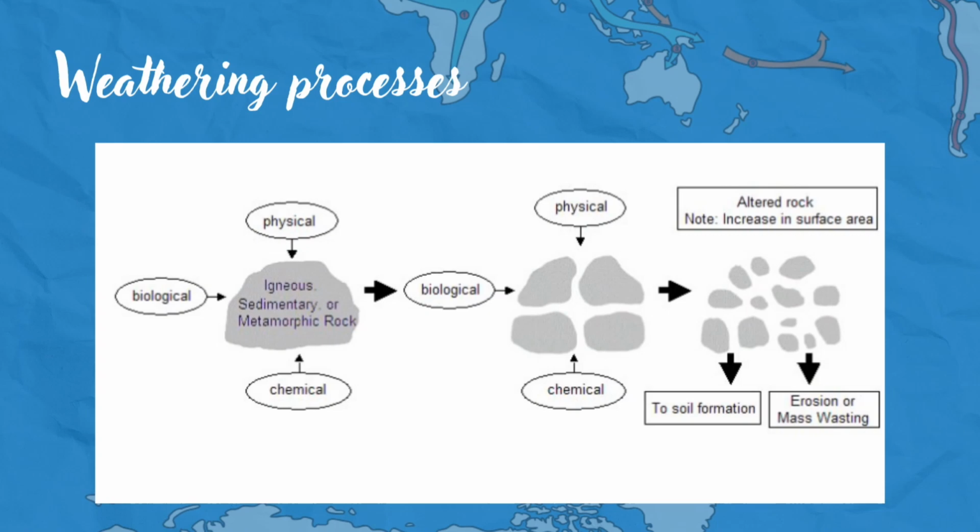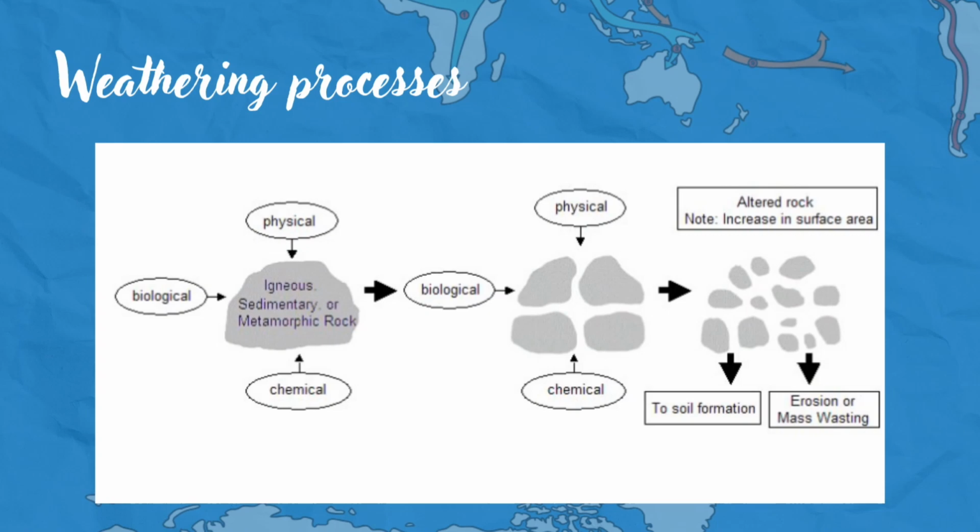factors. As shown in the diagram, weathering begins with the alteration of igneous, sedimentary, or metamorphic rocks, which are affected by different types of forces. First is the physical weathering. This involves mechanical breakdown where rocks are physically fractured into smaller pieces without changing their chemical composition. The increase in surface area enhances further weathering.